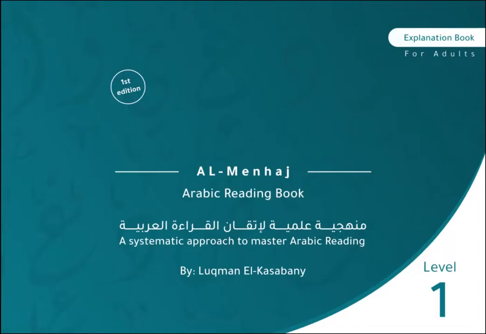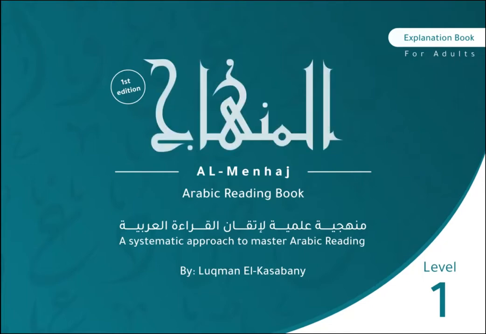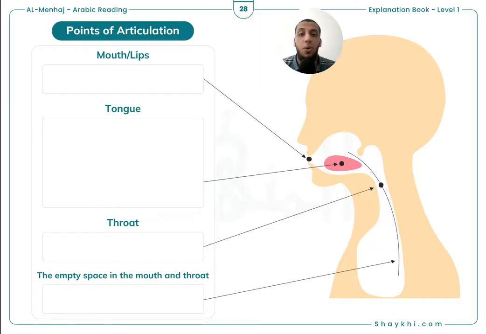This is just to remind you that we are explaining using Al-Minhaj book, the official book of Shaykhi Academy. So we will explain now these three letters: Sin, Zay, and Sad. Also, these three letters are a group or a cluster. Why?